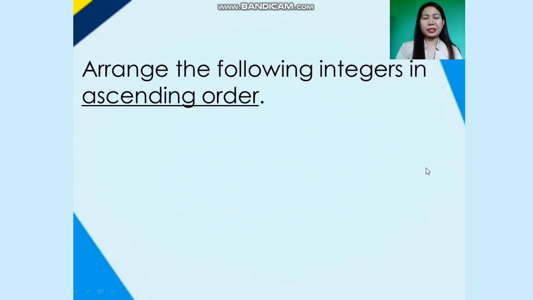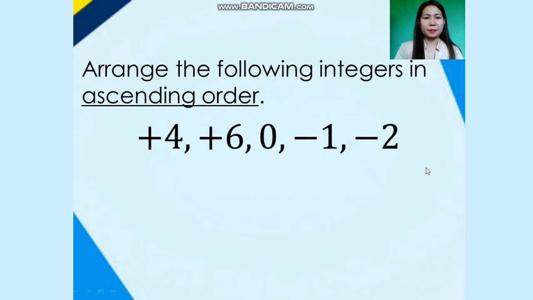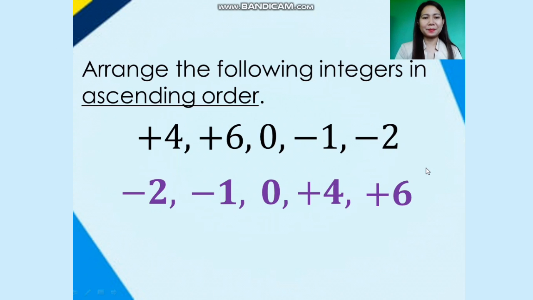So let us arrange the following integers in ascending order. We start from the least to the greatest. So let's have positive 4, positive 6, 0, negative 1, and negative 2. In this one, the smaller integers are the negative integers. So that will be negative 2, followed by negative 1, followed by 0, and then positive 4 and positive 6.